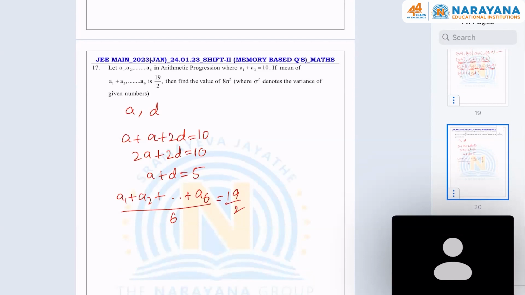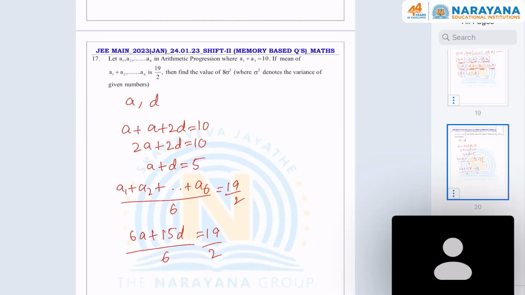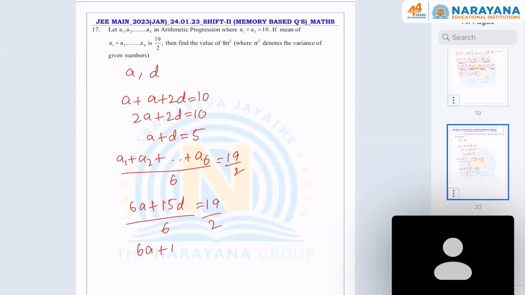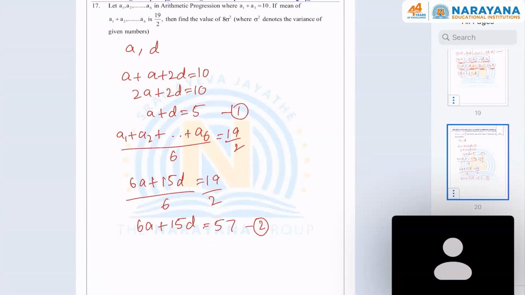So I will add: 6a plus d plus 2d plus 3d up to 5d, so it is equal to 6a plus 15d by 6, which is equal to 19 by 2. So here what we are getting: 6a plus 15d is equal to 57. So this is equation 1 and this is equation 2. I will multiply equation 1 with 6: 6a plus 6d is equal to 30. Subtracting these two equations, 9d is equal to 27.